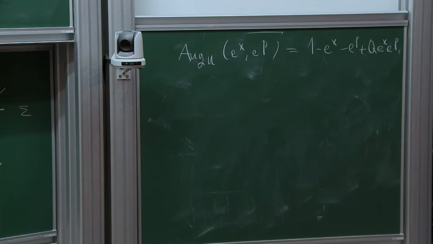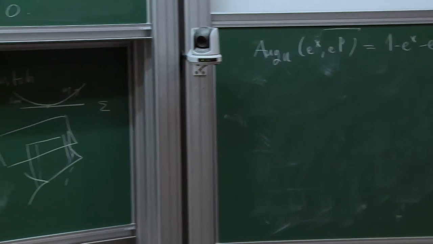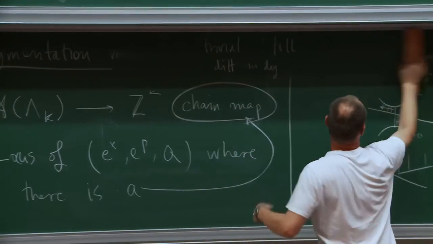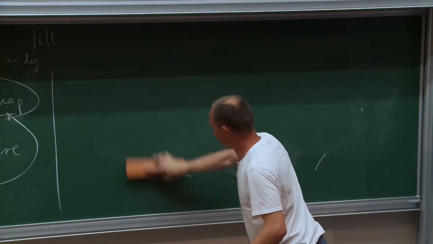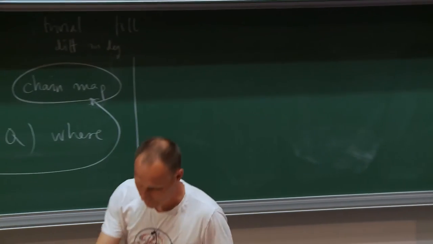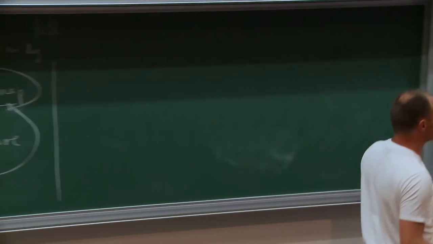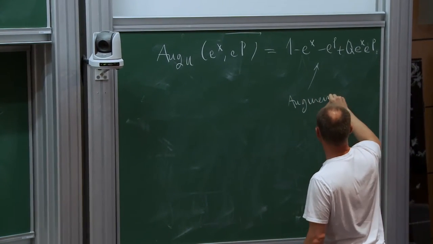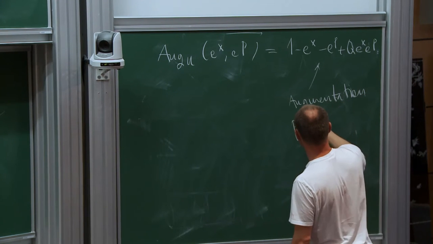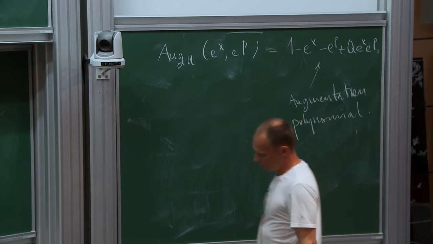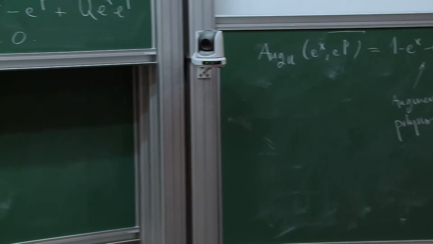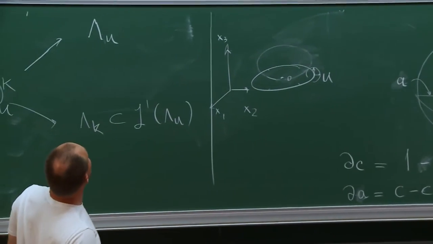Okay, and now in the last few minutes, let me just very fast explain what happens with a general knot. I'm going to follow this strategy and tell you how it goes. And you mean the variety is where that vanishes? The variety is, that's right. The variety is the zero set of this thing, which is the augmentation polynomial.